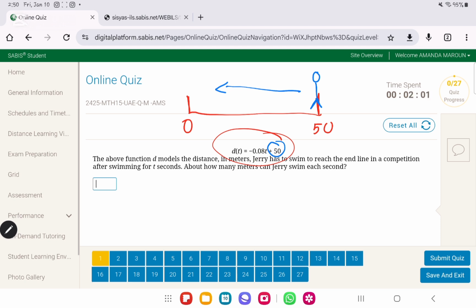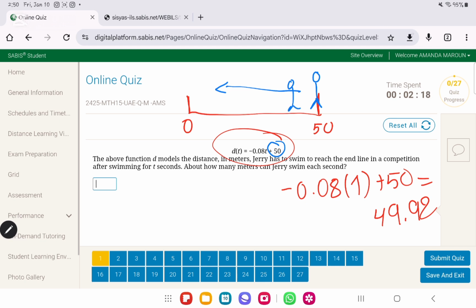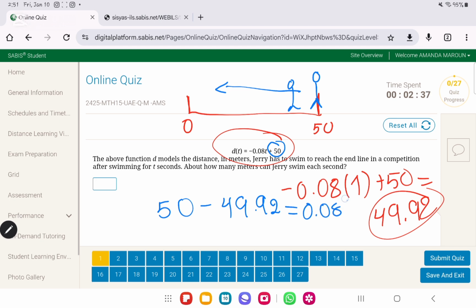You can do it very simply by substituting 1. You are going to get minus 0.08 t plus 50. So minus 0.08 times 1 plus 50, you are going to get 49.92, which means Jerry would have moved over here now. Did Jerry move 49.92 meters in 1 second? It's impossible for a human being to move that in 1 second. So instead, Jerry actually moved 50 minus 49.92 meters, which is then 0.08. So this is the first way to get our answer, which is 0.08.